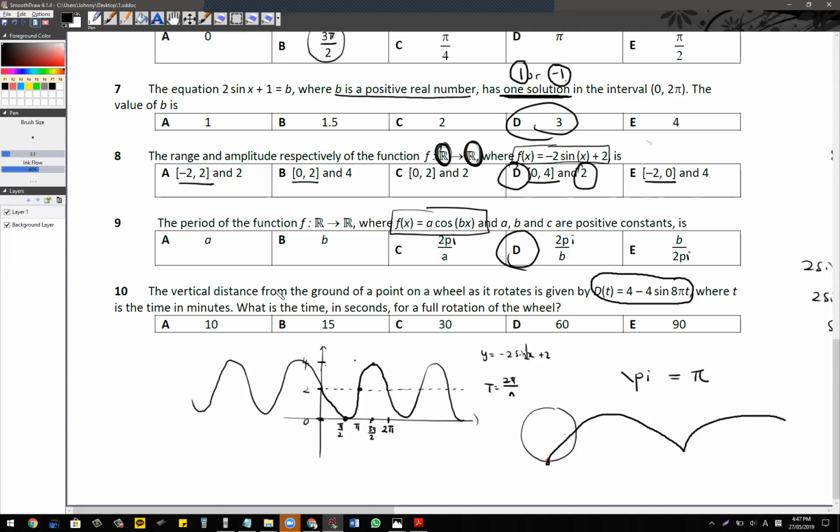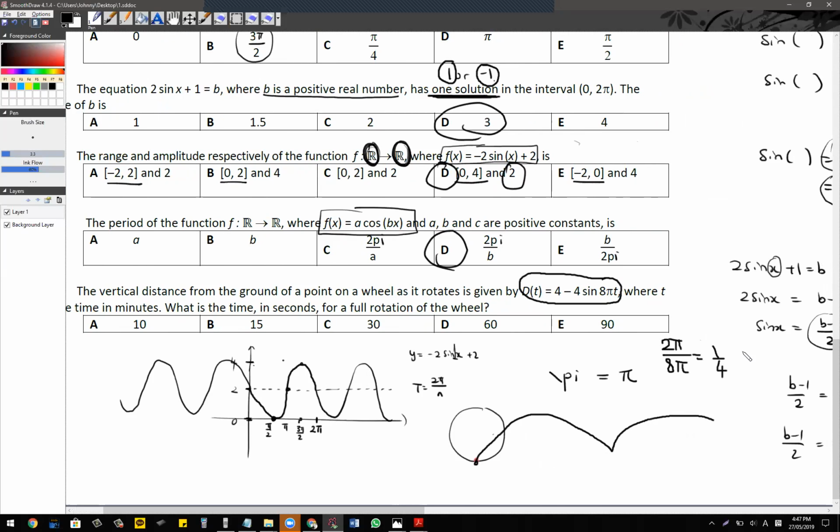So the vertical distance from the ground of a point on a wheel as it rotates is given by that. We're not going to think too much about the physics; we're just going to accept this as a fact. t is in minutes. What is the time in seconds of a full rotation of the wheel? For a full rotation, that's just talking about the period, 2 pi over 8 pi. So you just have a quarter pi, so it's 1 on 4.